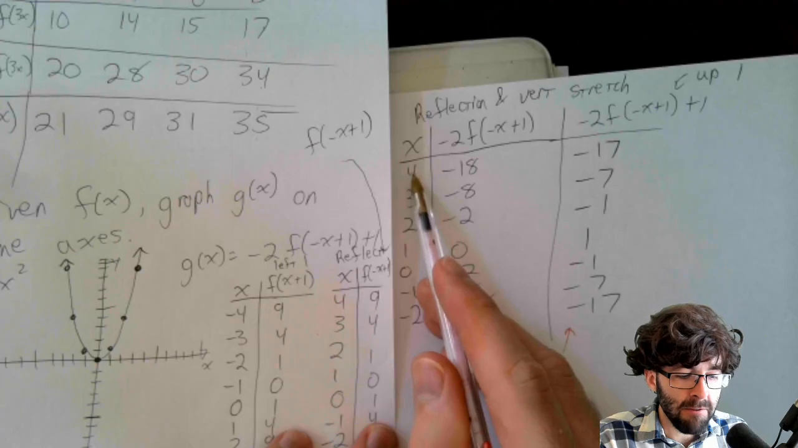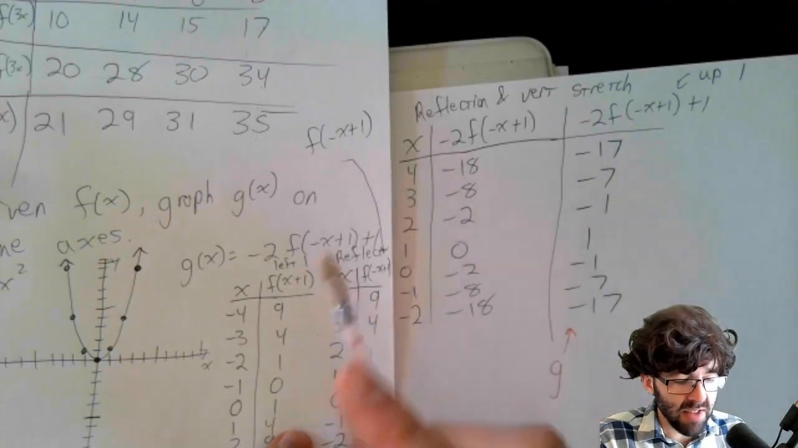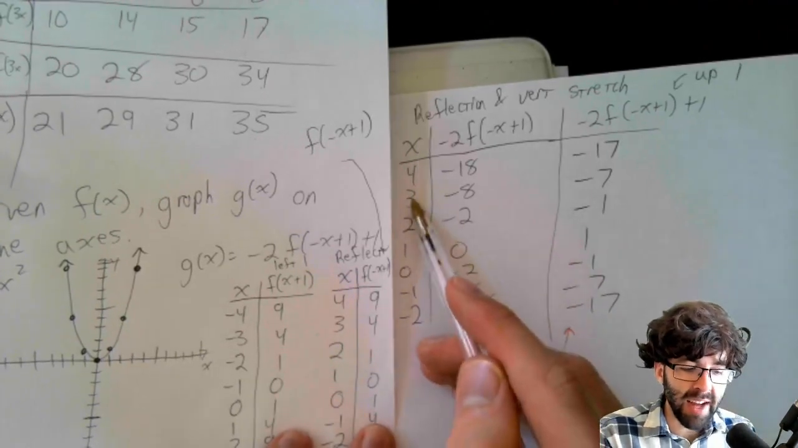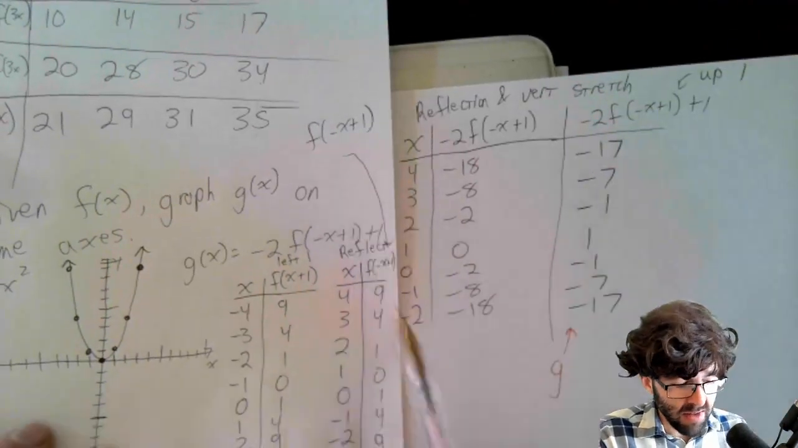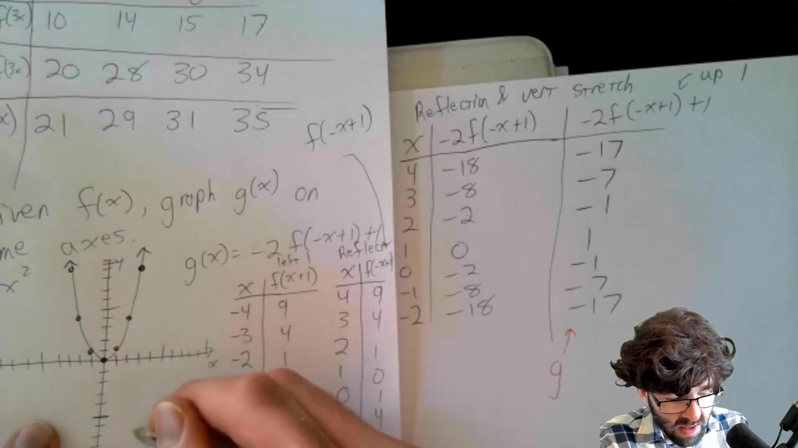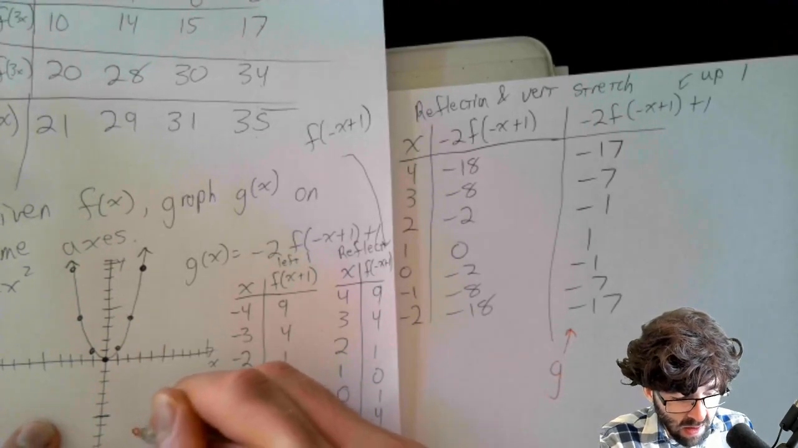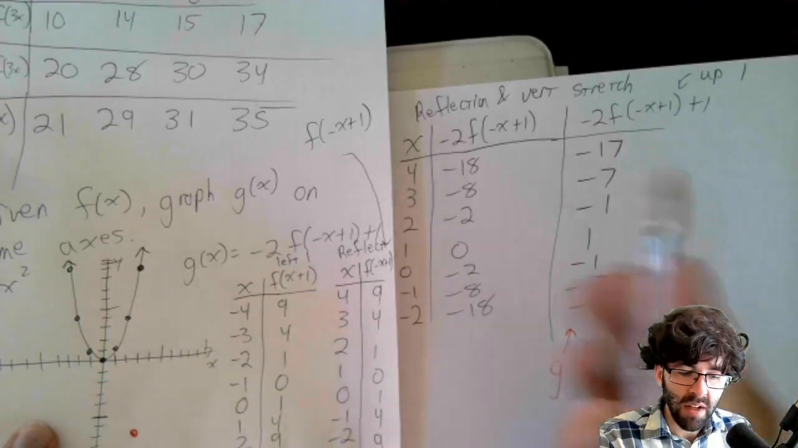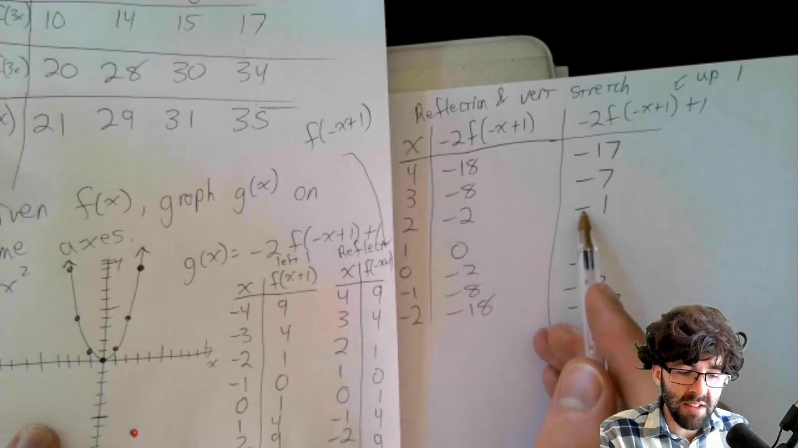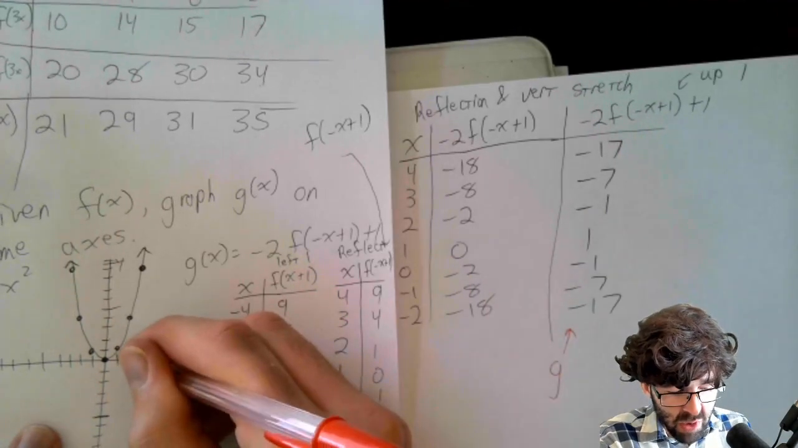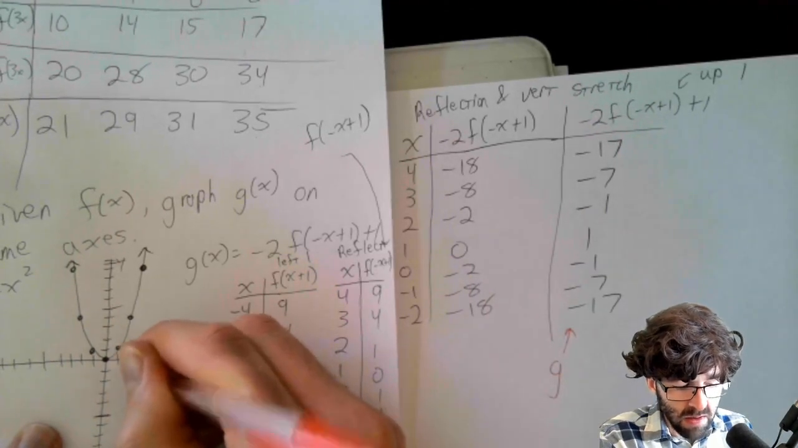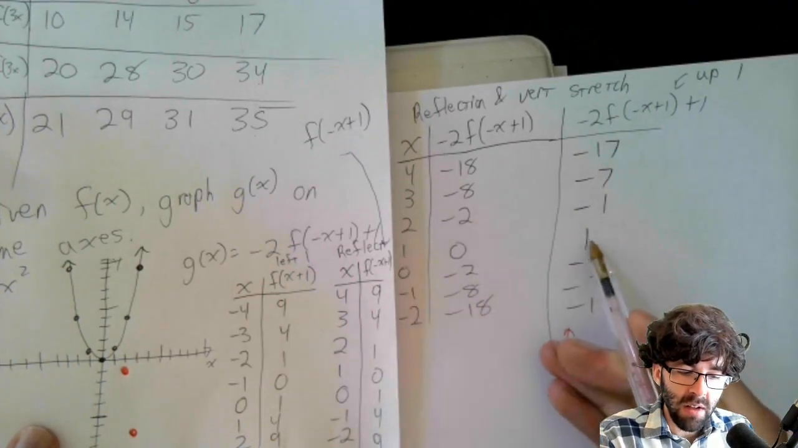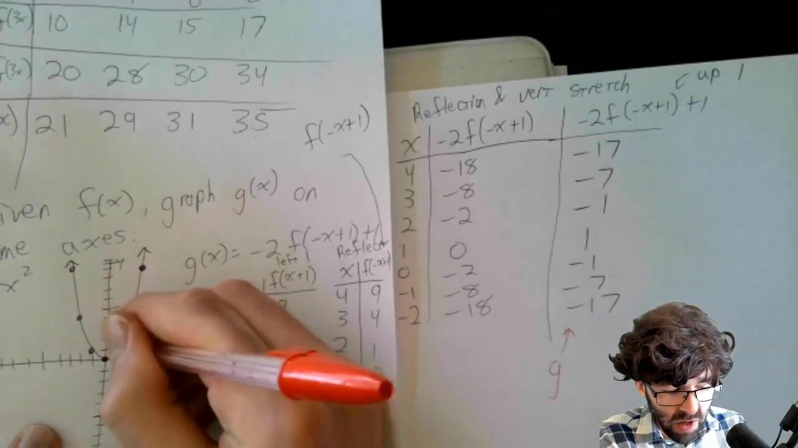So we do it one at a time. 4, comma, negative 17. That's not going to fit. Skip to the next one. When x is 3, g is negative 7. So we plot the point 3, negative 7. When x is 2, g is negative 1. So plot the point 2, negative 1. When x is 1, g is 1. So plot the point 1, comma 1.